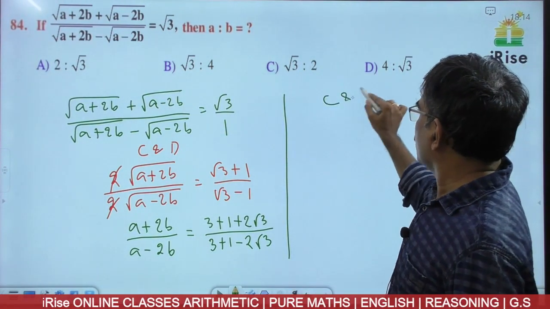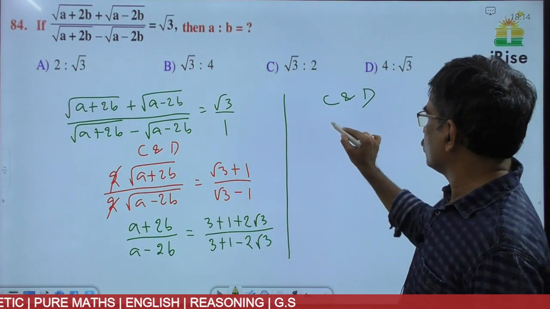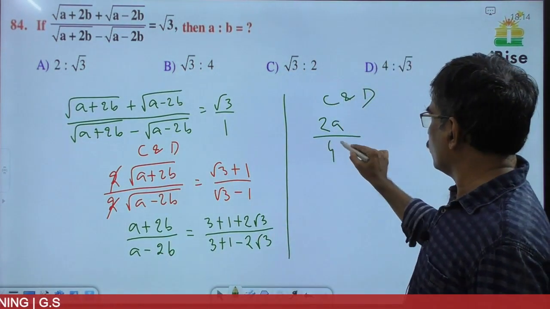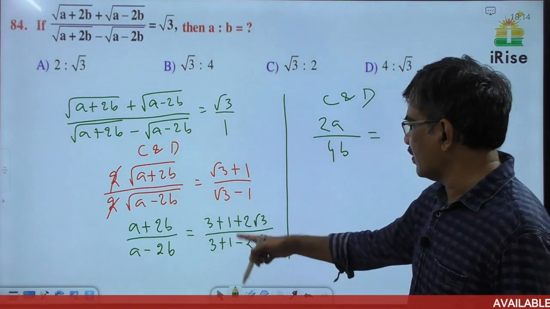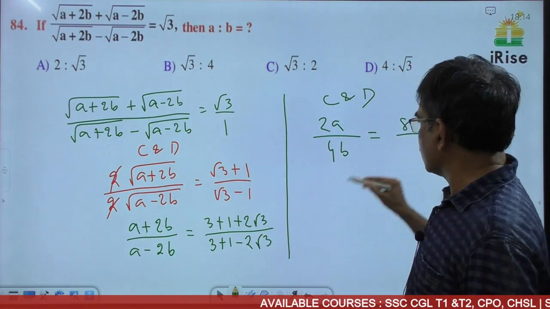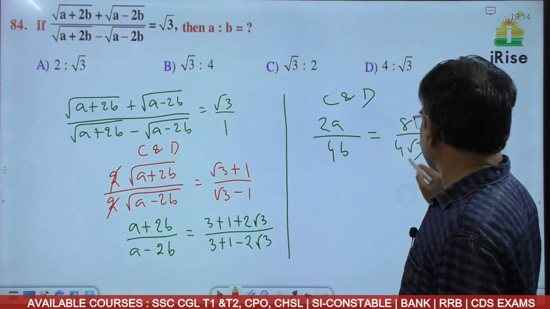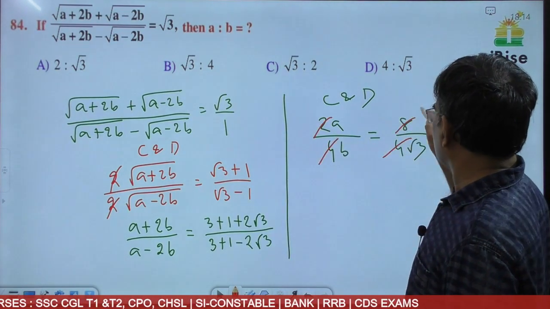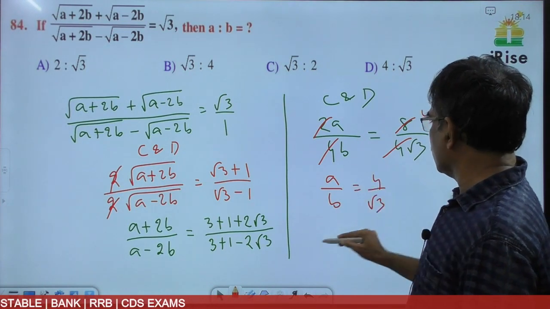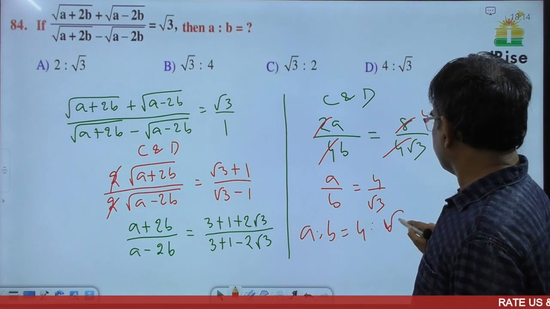Again apply componendo and dividendo. The sum of these two is 2a, by the difference of these two, 4b, is equal to the sum of these two, 8, by the difference of these two. This minus this is nothing but 4√3. Okay, 4 cancels here. So a by b is equal to 4 by √3. A is to b is equal to 4 is to √3.